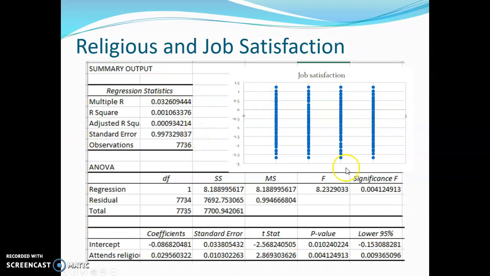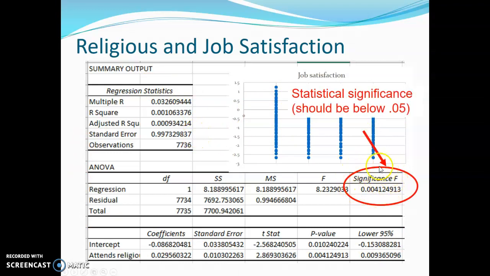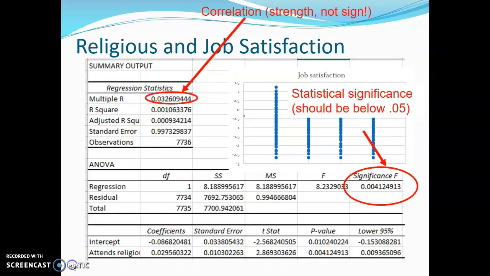Where do we go first? First, we go to that significance F. Remember, that should be below 0.05, and it is. So again, we answer the question, yes, it does look like there's some connection between religion and job satisfaction, or attending religious services and later life job satisfaction. Then we go to, oh, sorry, my PowerPoint slide had slid there.